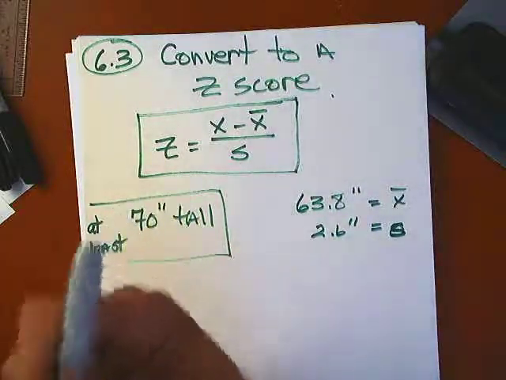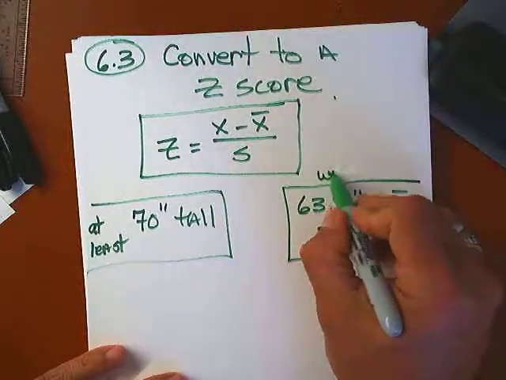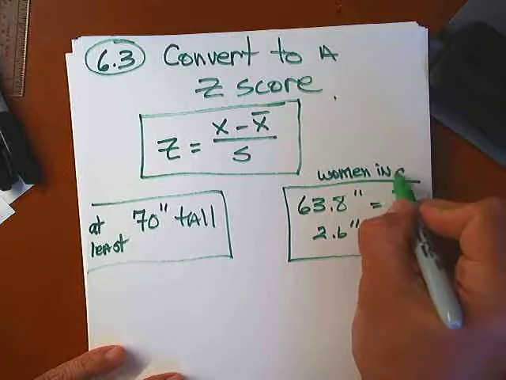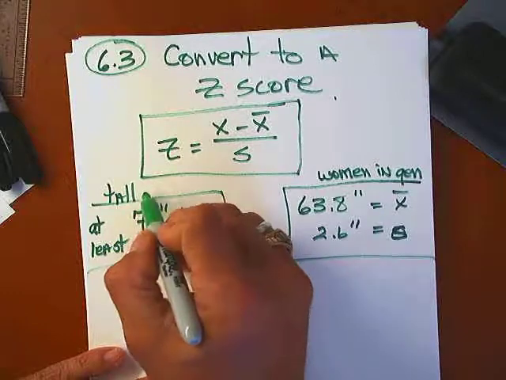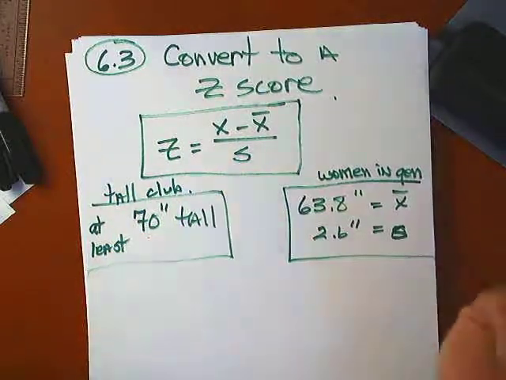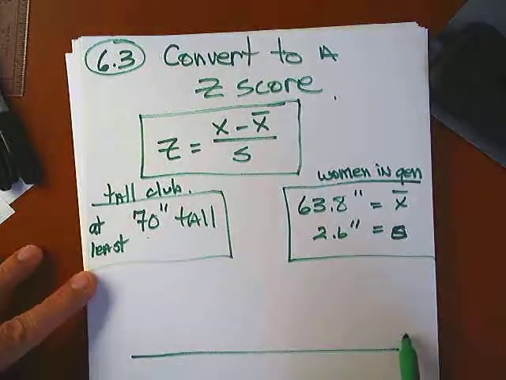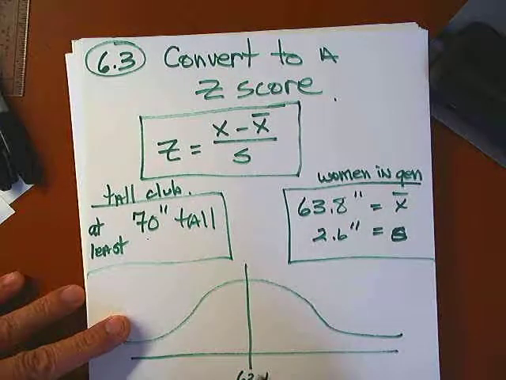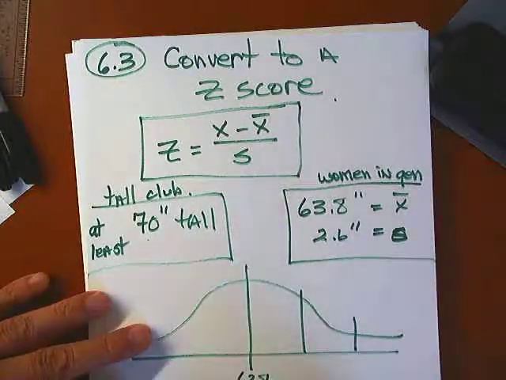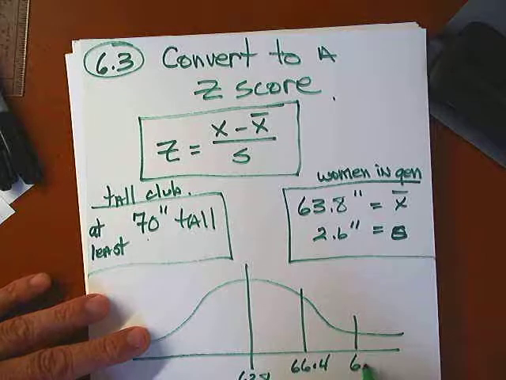It says the social organization Tall Clubs International has a requirement that women must be at least 70 inches tall. 70 inches tall to be in their club. At least. Okay? That's the requirement to be in the tall club. Alright? Given that the women have normally distributed heights with a mean of 63.8 inches, that's the mean, and a standard deviation of 2.6, or S is equal to 2.6 inches.